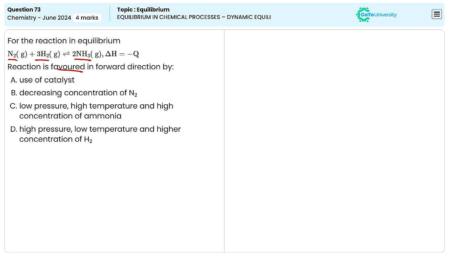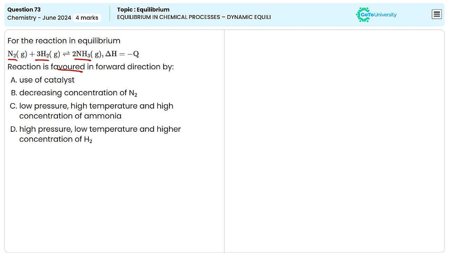And the next one is the effect of temperature. If temperature is increased after equilibrium, the endothermic reaction will take place. If it is decreased, to increase the temperature, the exothermic reaction will take place. The next one is the effect of pressure. If pressure is increased, the reaction will shift to the direction where the number of moles decreases, and vice versa.